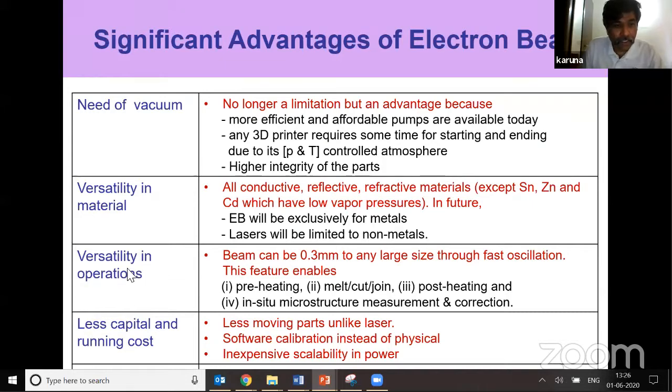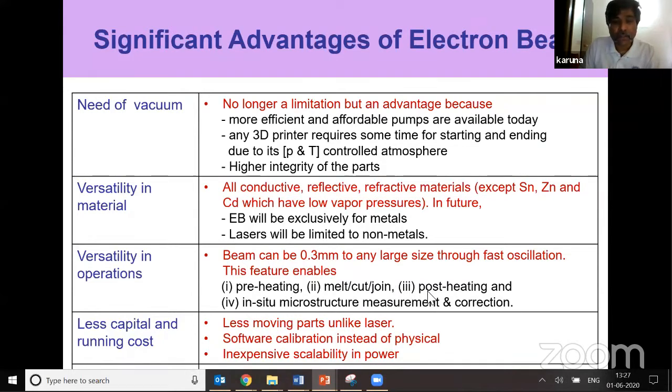Now, the other type of versatility I'm mentioning is in terms of operations. We saw that because of its extremely high scanning speeds, it's able to scan the whole surface again and again and again, thousands of times, every time increasing the temperature by about 0.2 or 0.3. So this we call preheating. So the electron beam is able to do preheating. After that, it can do the fusion.